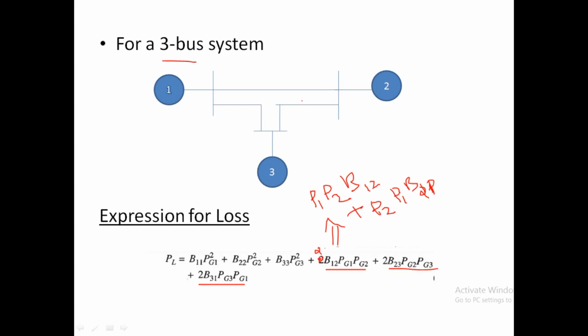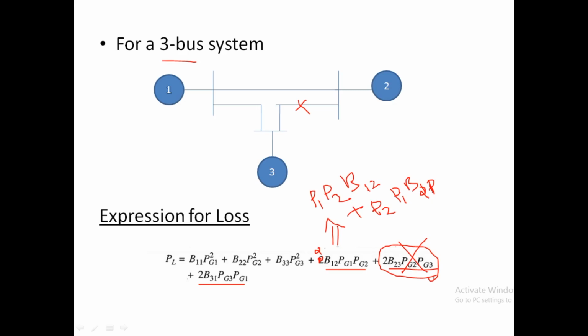If any bus is not interconnected, that means if this line is not connected here, then what will happen? This B23 term will not be there. This term will become 0. Okay. So this is the expression for the transmission line loss in terms of the generator. So with this we are completing that part.